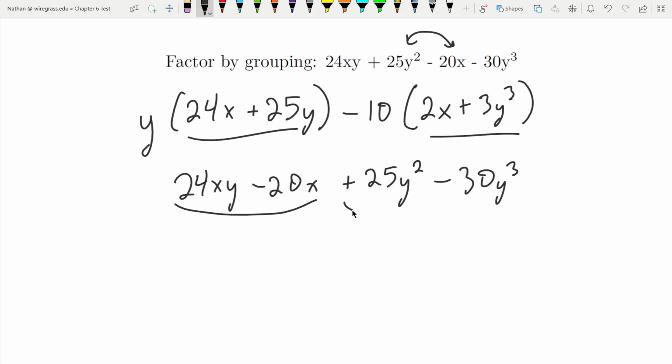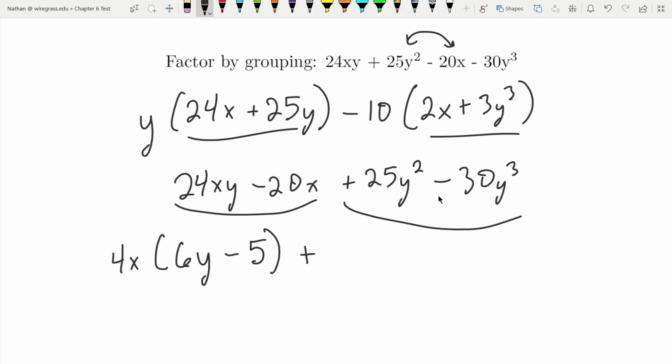From the first two and the next two, I can take out a 4 that can go into both of these, and an x from both of them. So I'm going to take out 4x. It leaves me with, 4 times 6 is 24. I took out the x, so I'm left with the y. 20 divided by 4 is 5, and I took out the x. This is a plus, so I'm going to write plus here.